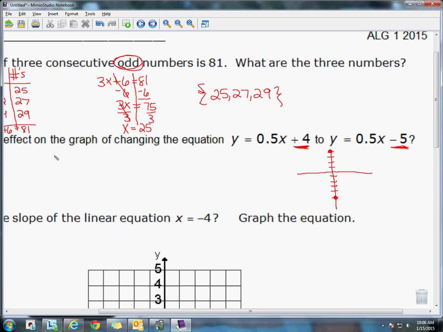So we can say the graph shifts down. And then we have to count how many units we went down. So if you're up here at 4 and we're going down to negative 5, you go 1, 2, 3, 4, 5, 6, 7, 8, 9. So it shifts down 9 units.